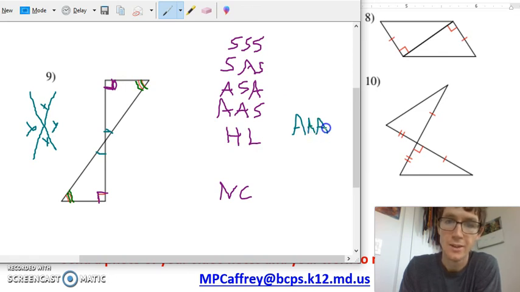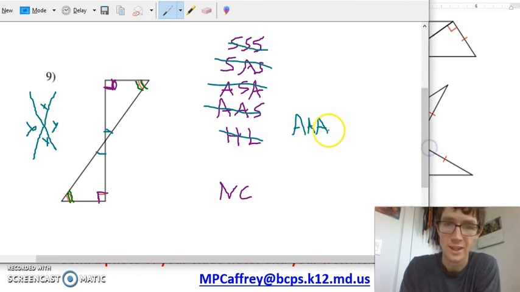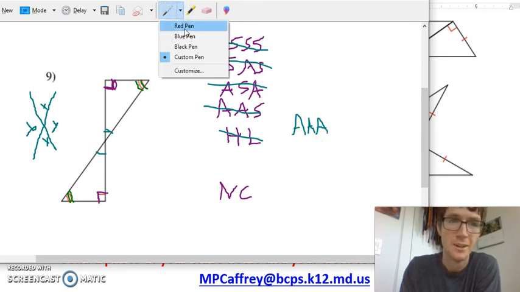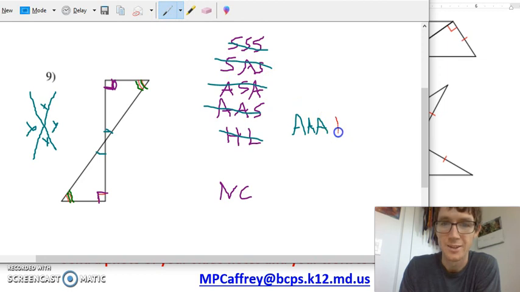And angle, angle, angle isn't a congruence postulate. They don't say anything about the hypotenuse here, so it's not HL. They don't give you any information on sides, so it can't be any of these. Angle, angle, angle is not a congruence postulate. And the way I remember this is, if I see angle, angle, angle on a paper, I scream. So you can add an H there, and then it's a scream, and then you kind of remember, well, this is not congruent.